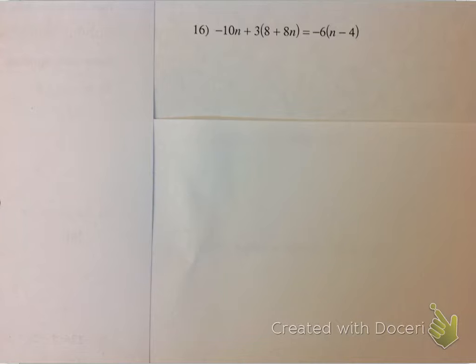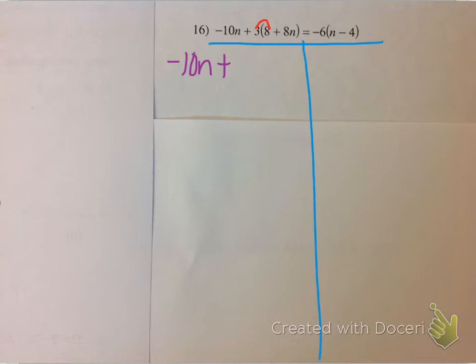Number 16, T-chart. On the left-hand side, we're going to go ahead and leave negative 10n, and we're going to be adding right here 3 times 8. So let's make sure that we distribute to both. Whoops, there we go. To both of them. So we have a positive 24 plus 24n. Whoops, that's a little bit squished.